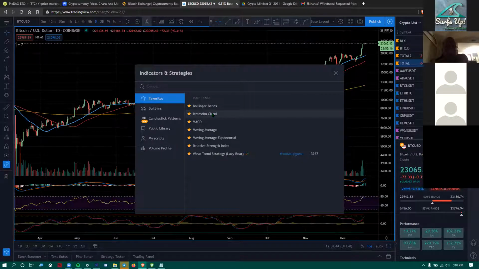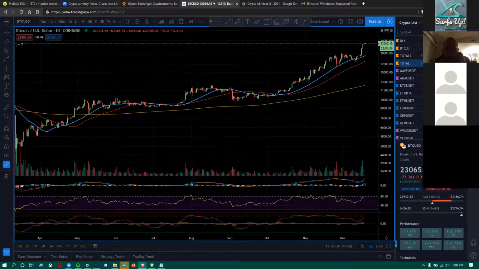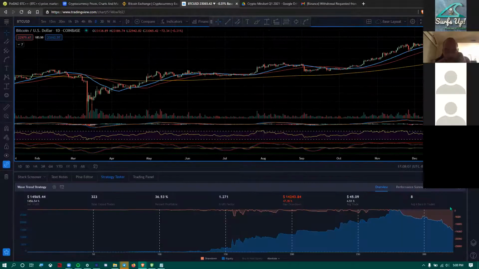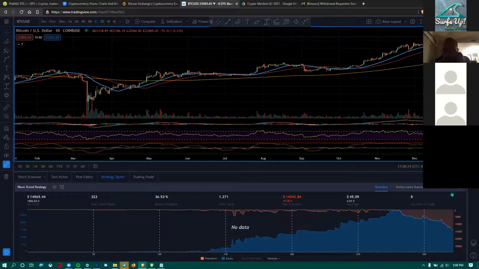Go to indicators and you're gonna want volume. Is volume already on your guys' screen? This right here, the red and green candles. Yeah, mine's already there. Okay, yeah, I figured volume is usually built in. How did you minimize that Wave Trend Strategy? Just drag it down right here. It fills my entire screen when I click it. There's a little arrow. It says show. It says minimize.